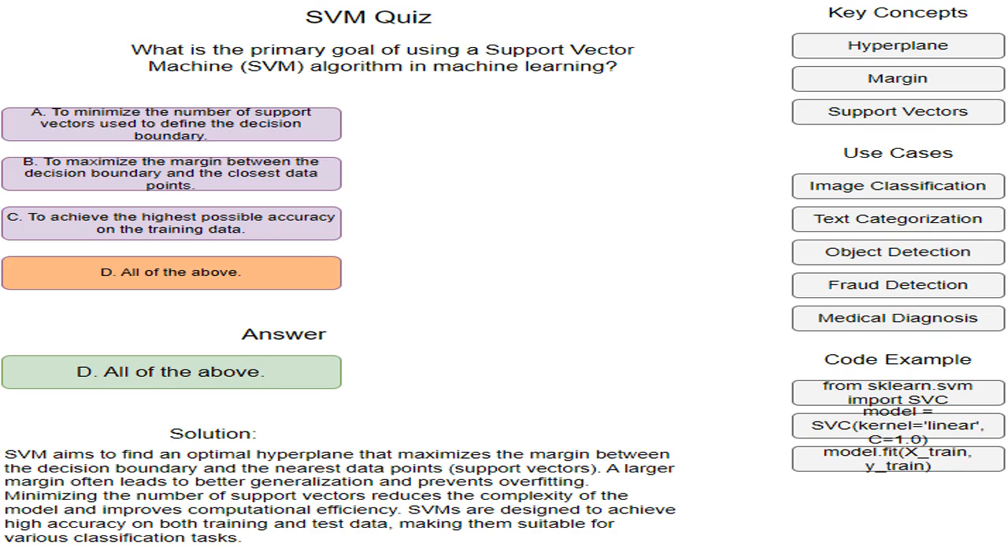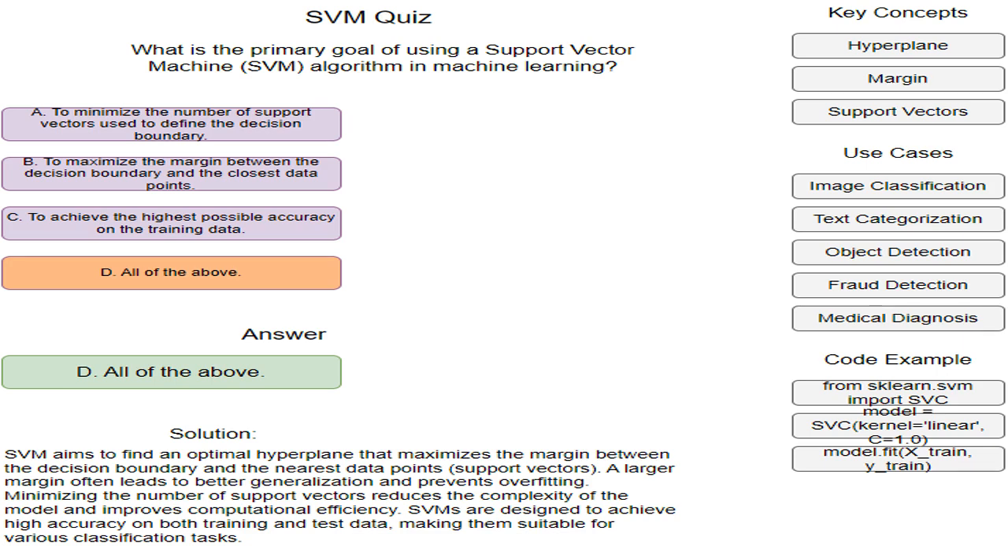Imagine you have two sets of data points representing cat and dog images in a 2D space. The hyperplane line is drawn in such a way that it separates the cat and dog data points with the maximum margin, allowing the SVM to accurately classify new images as either cats or dogs.